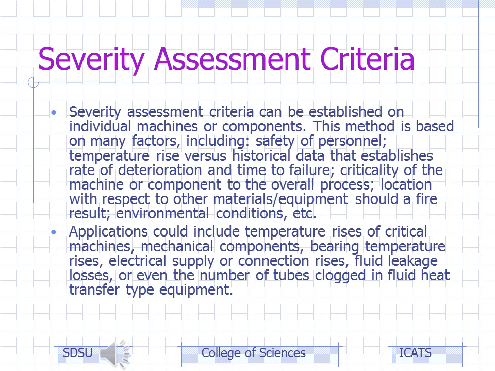So this method is based on many factors, including the safety of personnel, in this case the safety of the United States, and temperature rises versus historical data that establish a rate of deterioration and time to failure. In this case, it was simply a control panel, but had a lot of electricity flowing through it under certain circumstances, and that would have become critical under those circumstances. So the criticality of the machine or the component to the overall process is important, as is the location with respect to other materials and equipment, should a fire result, the environmental conditions, etc.